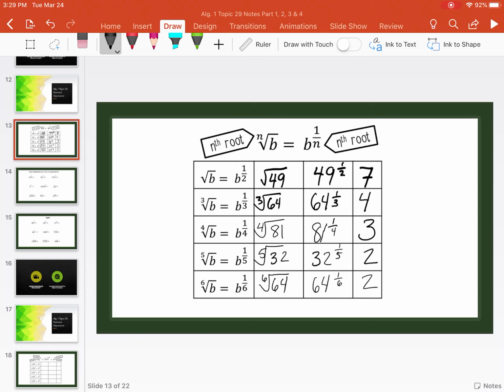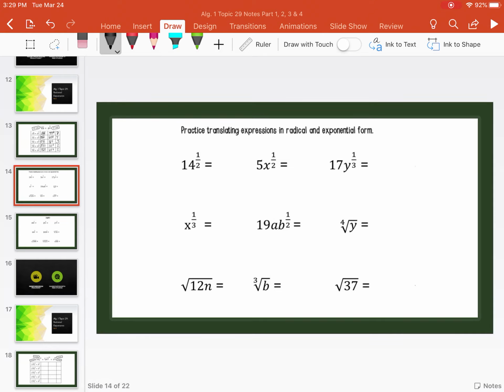If you open up the top first panel, you will get the inside problems. So these are the inside problems on the left side. Let's practice translating these problems into radical and exponential form. If we look at the first problem, it is written in exponential form. We have an exponent of 1/2 right here. So we know that 1/2 is the same thing as square root. So this is the same thing as the square root of 14.